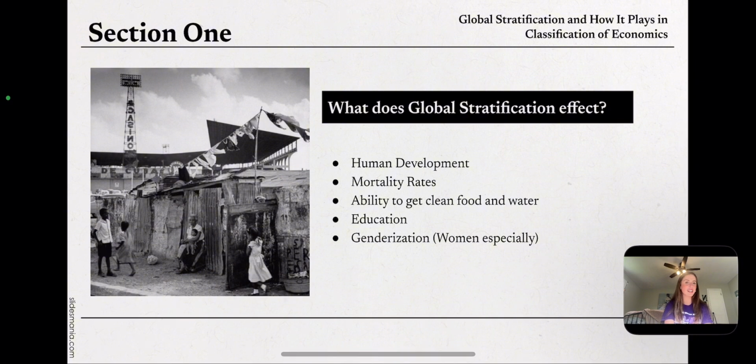What does global stratification affect? Global stratification has a negative impact on many different things. These things include human development, mortality rates, ability to get clean food and water, education, and even genderization, especially in women. To sum this over, global stratification has a dehumanizing effect and leads people to believe and feel as if they have no need to move up in the economic ladder.